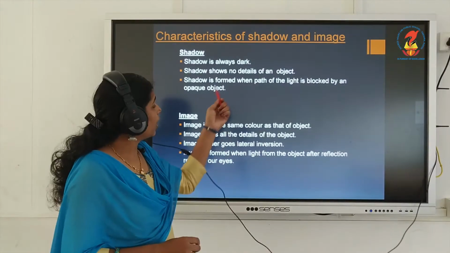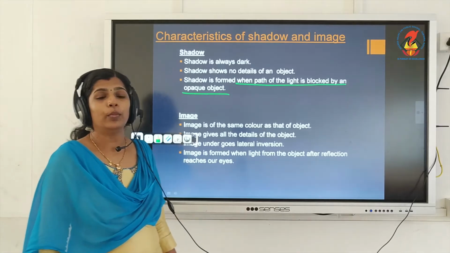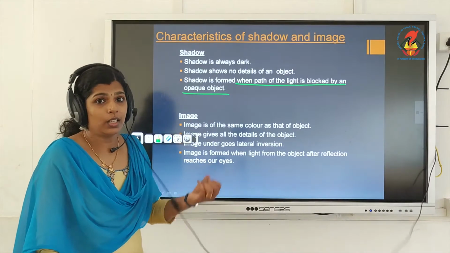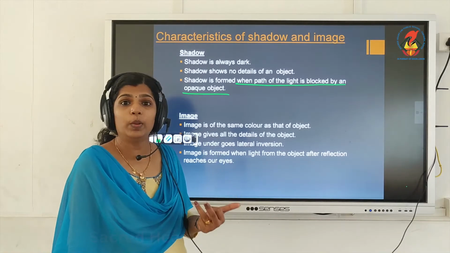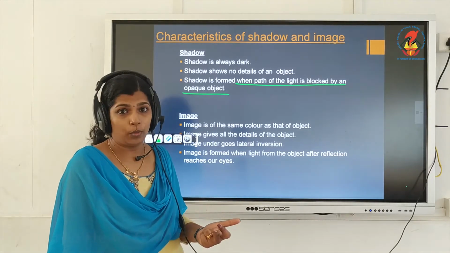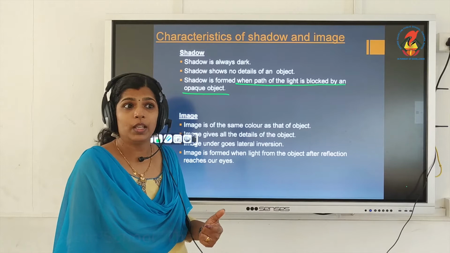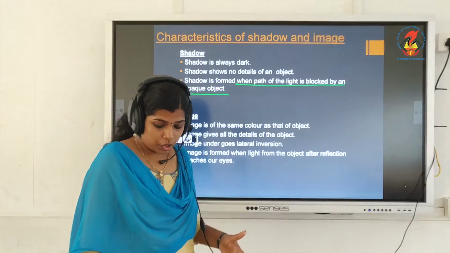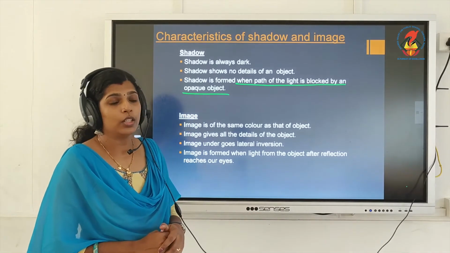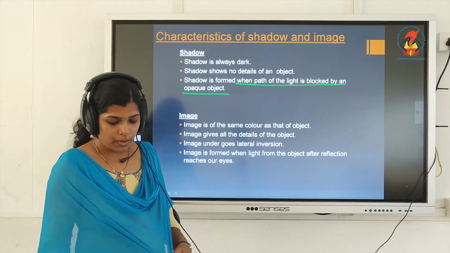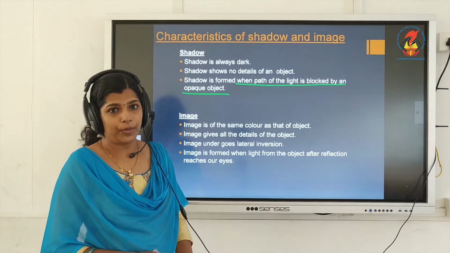Then a shadow is formed when the path of the light is blocked by an opaque object. That leads to the formation of a shadow. And we need three things for the formation of a shadow, or three conditions are there. First one, there should be a light source. Second one, there should be an opaque object. Third one, there should be a screen on which the shadow can be seen. So the shadow is just a dark outline of an object. It does not give any details of the object. A shadow is formed when the path of the light is blocked by an object.